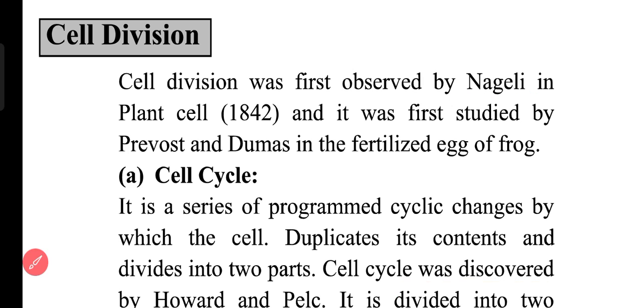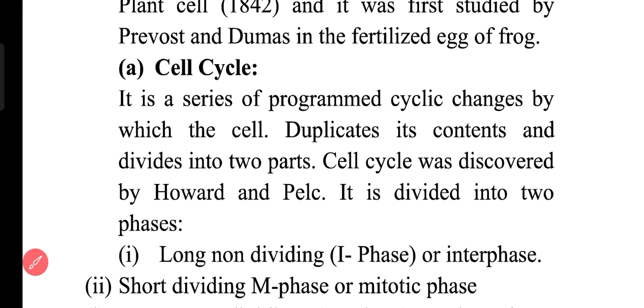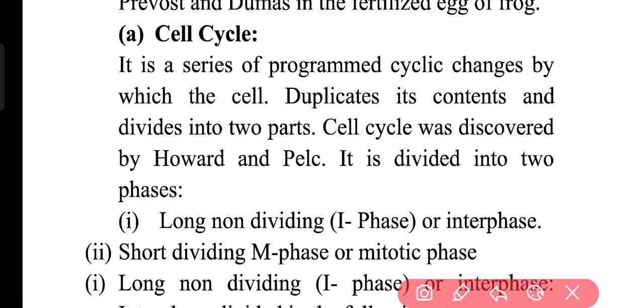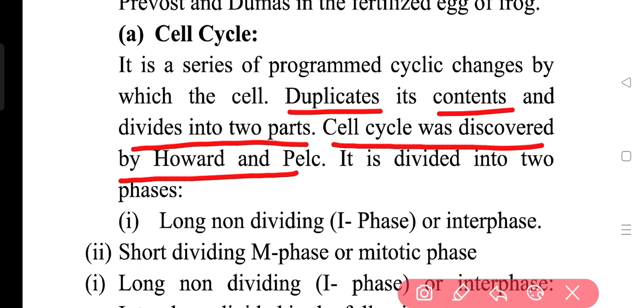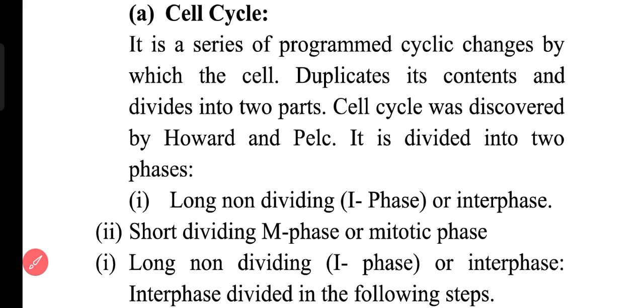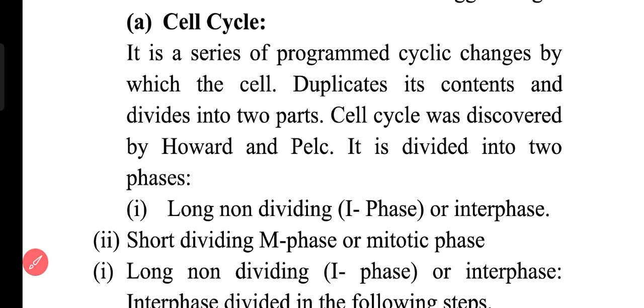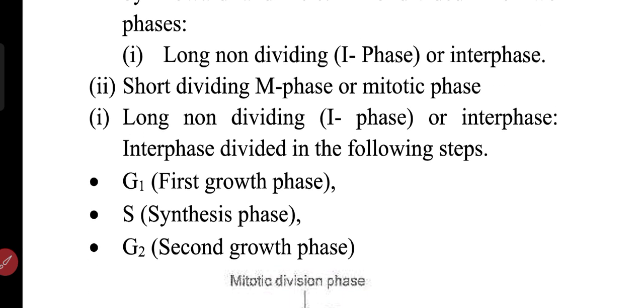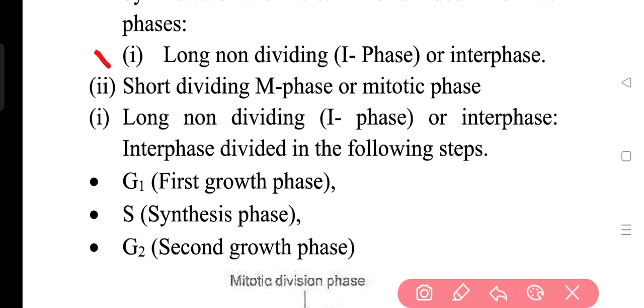Then what is the cell cycle? It is a series of programmed changes by which the cell duplicates its contents and divides into two parts. The cell cycle was discovered by Howard and Bell. Medically, one cell dividing into two cells by a process is called the cell cycle. It is divided into two phases. The first phase is the long non-dividing phase, that is I phase, also called interphase. The second is the short dividing phase, that is M phase, also called mitotic phase.